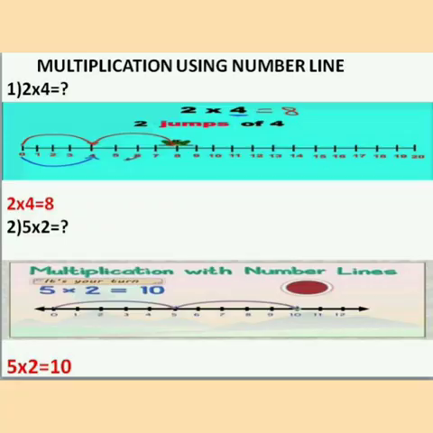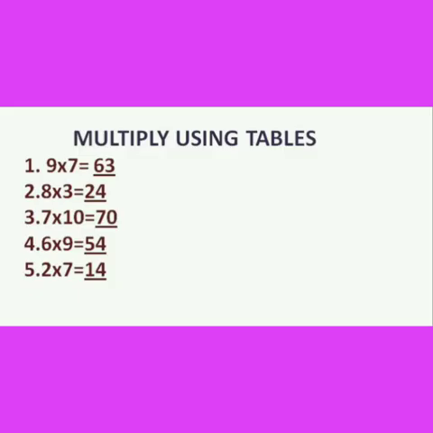Next, you have to do the multiplication by using number line. For that, first you have to draw the number line from 0 to 10 or 0 to 20. In the first sum, it is given 2 × 4 equal to what? Here, 2 jumps of 4 is calculated by means of number line. The first jump is from 0 to 4 and the second jump is from 4 to 8. So, we can get 2 × 4 equal to 8. Similarly, in the second problem, 5 × 2 equal to how much? That is 2 jumps of 5 equal to 10.